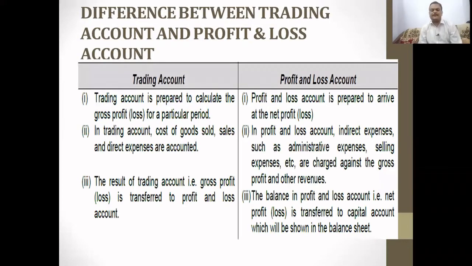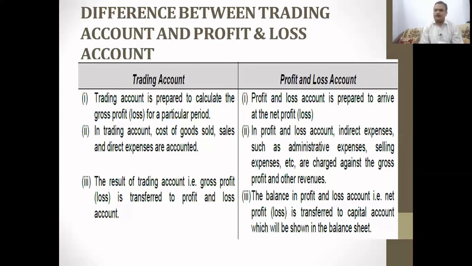So there are some differences between the trading account and the profit and loss account. Let's see what the differences are. The trading account is prepared to calculate the gross profit or gross loss, and the profit and loss account is prepared to arrive at net profit or net loss. The prime objective of preparing the trading account is to know the gross profit or gross loss of our organization, and the profit and loss account is prepared for knowing the net profit or net loss of our organization. In the trading account, cost of goods sold, sales and direct expenses are accounted.